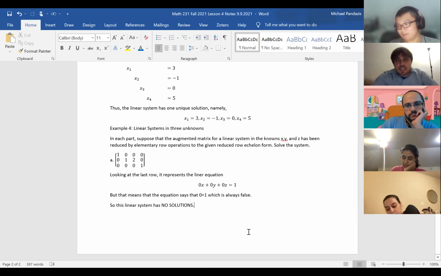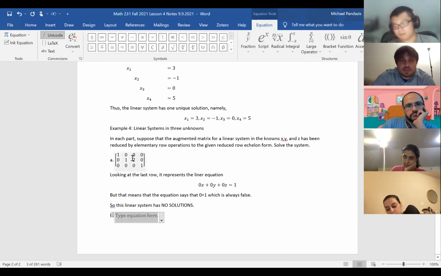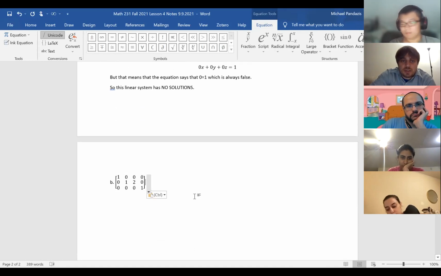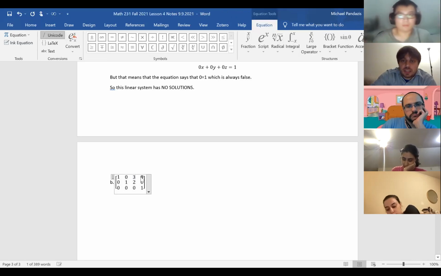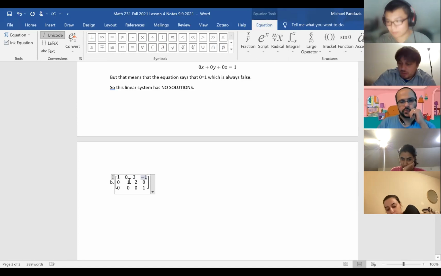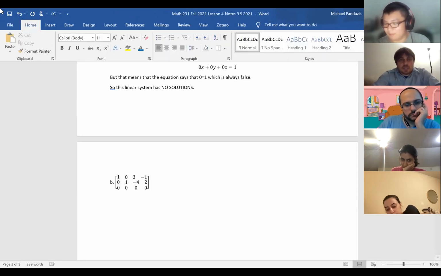Okay, so that's A. For B, we have another matrix. It's 3 by 4, same size as this one. So I'm just going to change the entries. 1, 0, 3, -1, 0, 1, -4, 2, and all zeros at the bottom. Okay, so this is the next matrix.